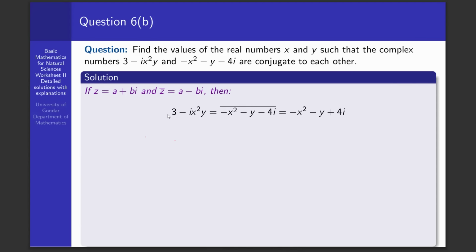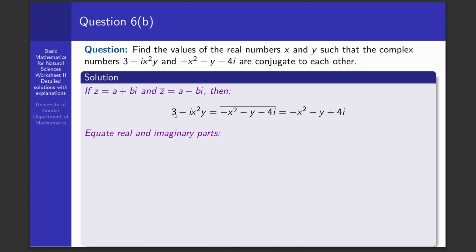So therefore, if we take the complex conjugate again, the conjugate of the complex conjugate must be identical. That's simply the double conjugate. So that must be minus x squared minus y, just taking the imaginary part to be the opposite, plus 4i. And then equate the real and imaginary parts together, that is this expression and this one.